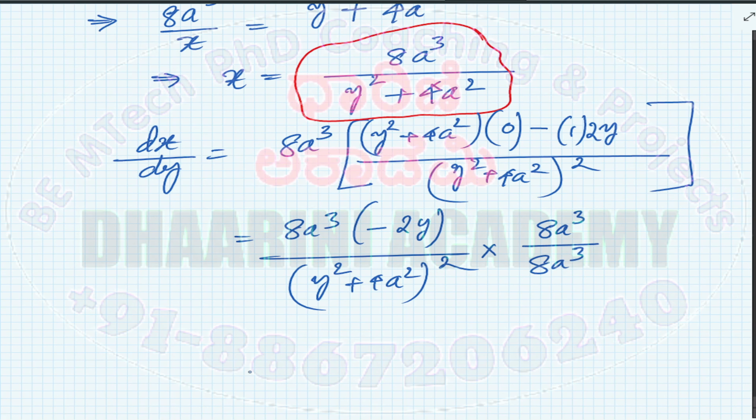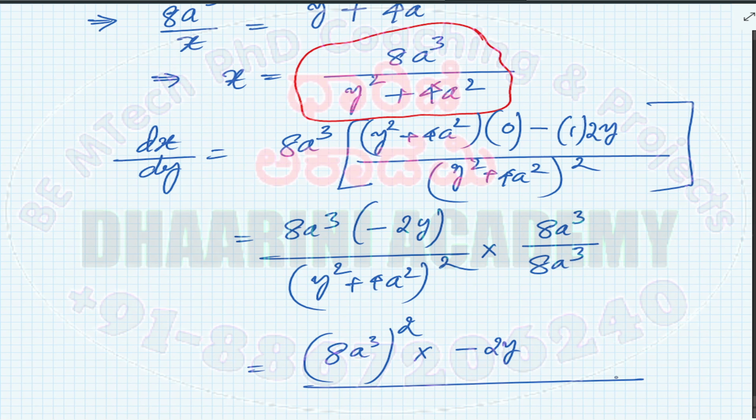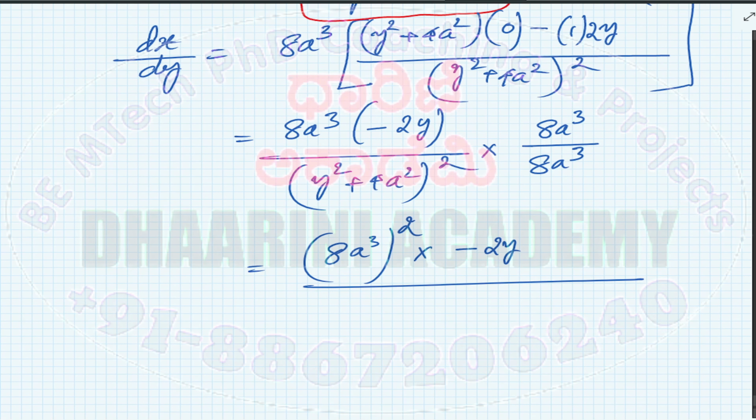So let me write in this way. I'll write 8a cube. There are two such things. So I write a square, into, let me write minus 2y as it is, whole divided by, see the denominator. In the denominator, I have the y square plus 4a square, the whole square, into, there is one a added 8a cube. Anyway, I'll write this as it is.